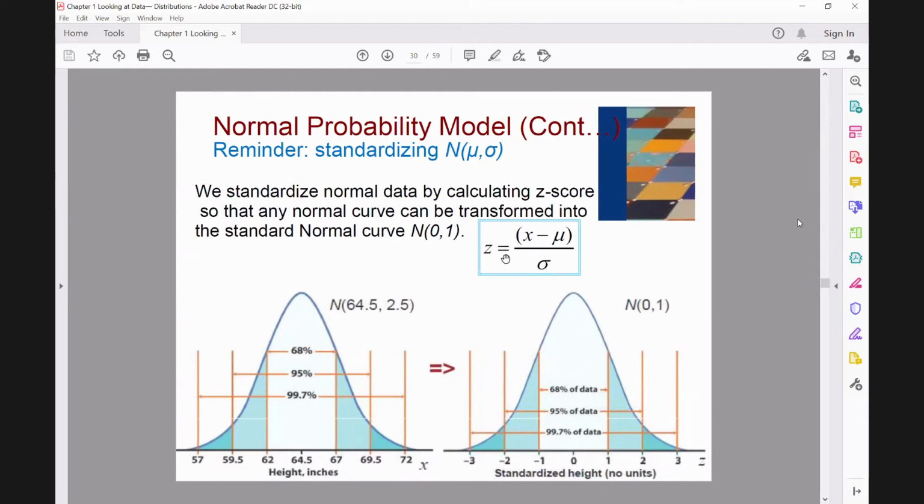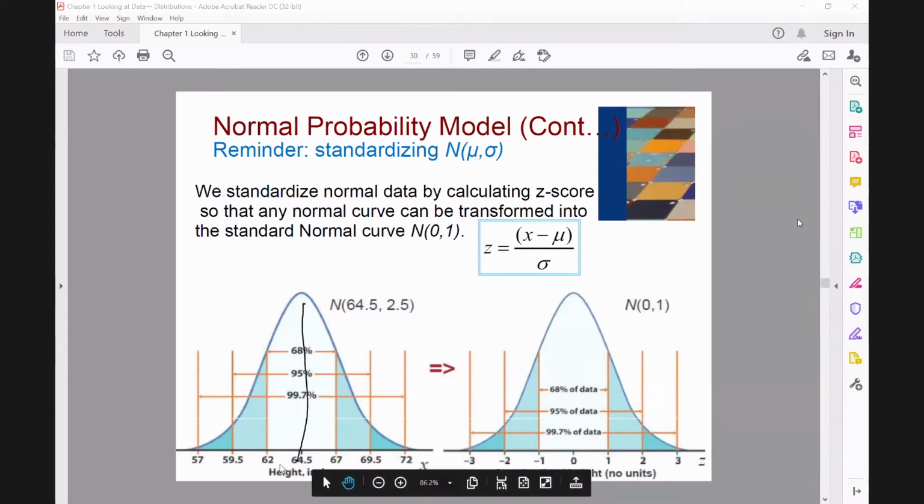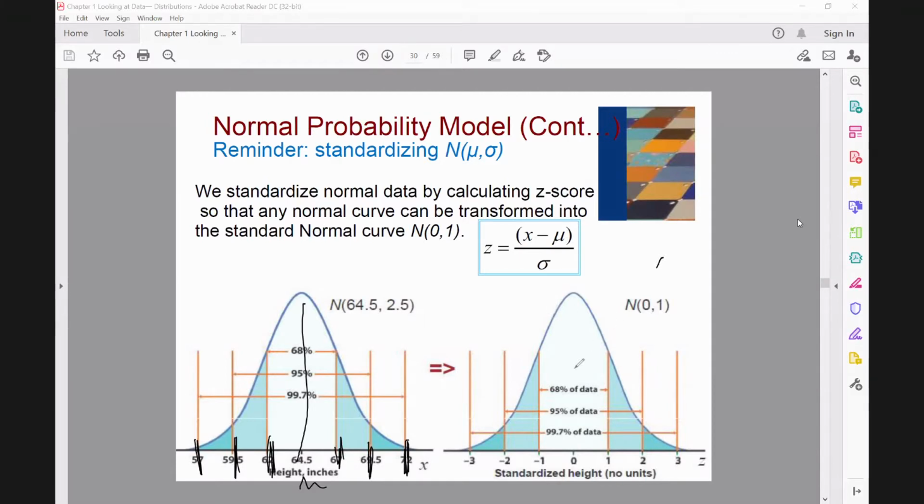Here we have z, once we have a normal distribution. This is mu. I'll move back to slide 30 quickly. When mu equals 64.5 and sigma equals 2.5, we have the same rule, 68%, 95%, 99.7%, as I said. Here we have mu plus sigma, mu minus sigma, mu plus 2 sigma, mu minus 2 sigma, mu plus 3 sigma, and mu minus 3 sigma. This is related to the particular case when mu equals 0 and sigma equals 1.